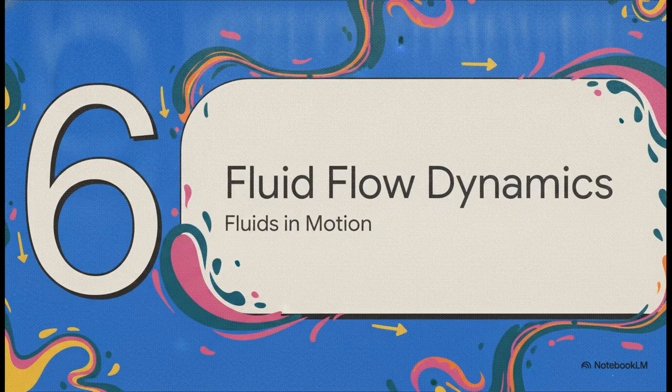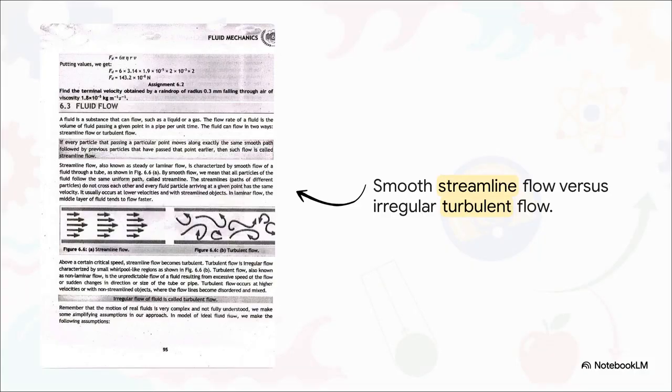And our final section, Section 6, Dynamics of Fluid Flow. Now, when fluids are in motion, their behavior shifts dramatically based on speed. At lower velocities, we see steady, streamlined flow. Essentially, every particle follows the exact smooth path of the one before it. But push that fluid past a critical speed, and it erupts into this irregular, whirlpool-like chaos known as turbulent flow.